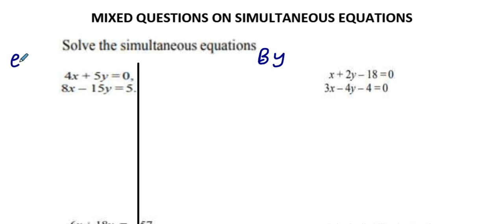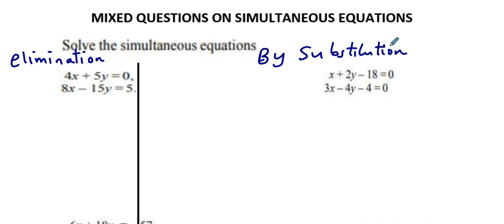This one we used elimination method, and now this question let us do by substitution method. Now, for the sake of demonstration, I'm going to use first time substitution, second time elimination to show that. Will it take a lot of time? That we'll see, because this is for education purpose. By substitution method.